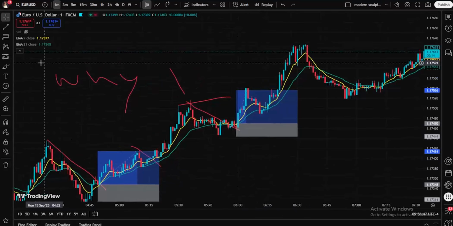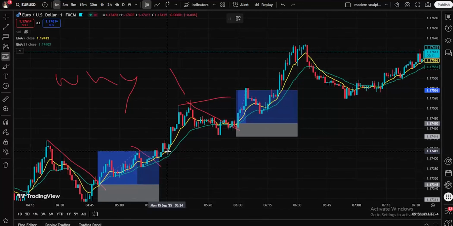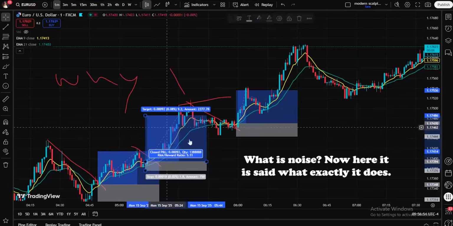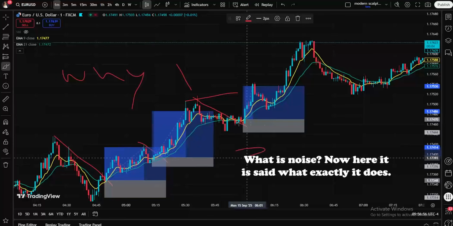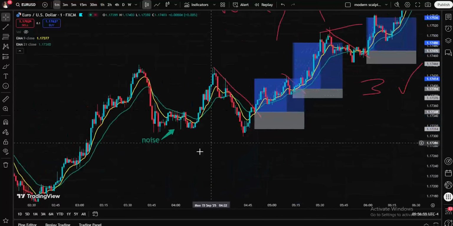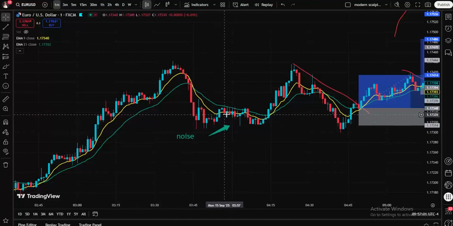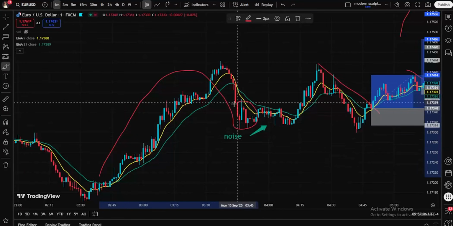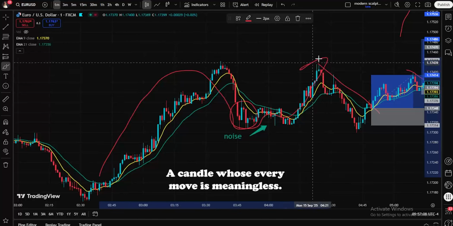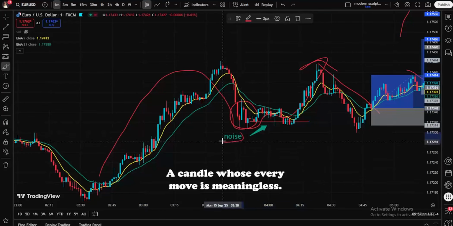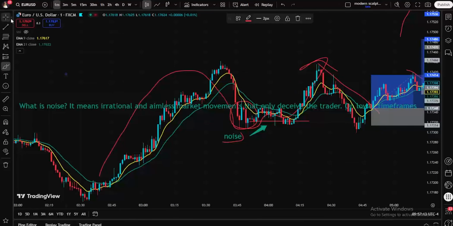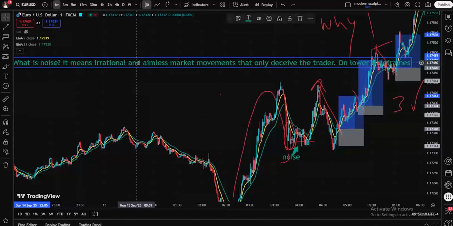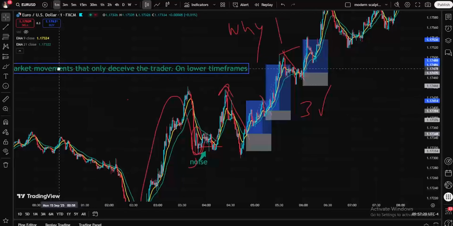But just as there is a lot of opportunity, there is also noise. What is noise? It means irrational and aimless market movements that only deceive the trader. On lower time frames, you will encounter this noise much more than on higher time frames. A big candle may suddenly appear, but there is nothing behind it, just liquidity or a momentary spike. Now this is where EMA 9 and EMA 21 come into play. They help you distinguish between noise and a real trend.